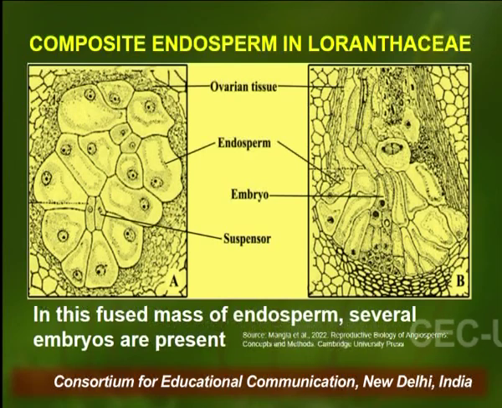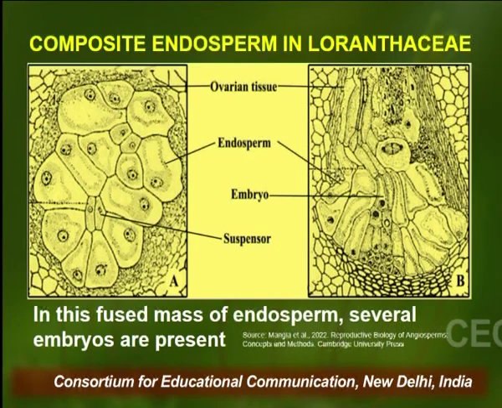Why is it called a composite endosperm? You can see that there are many endosperms which are seen here, and they all come together and fuse together to form a composite structure. In this fused mass of endosperm, there are several embryos which are present. You can see on the right hand side there are several embryos.